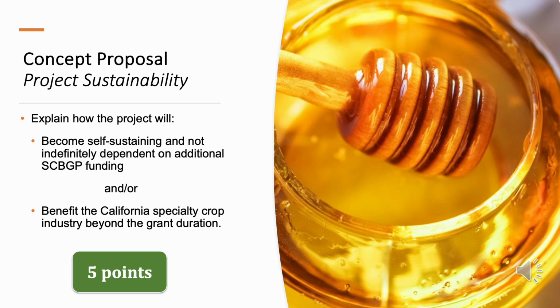Or, for projects that will not continue beyond the grant duration, describe how the results of your project continue to benefit California's specialty crop industry after the project is complete. For example, a research project may post findings on a website that will continue to be accessible after the grant duration. This question is worth 5 points.